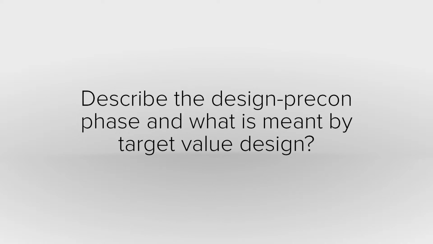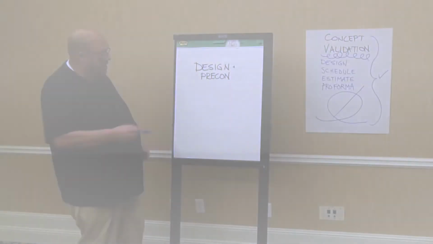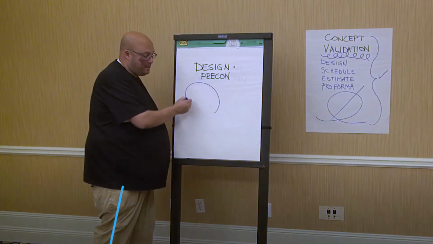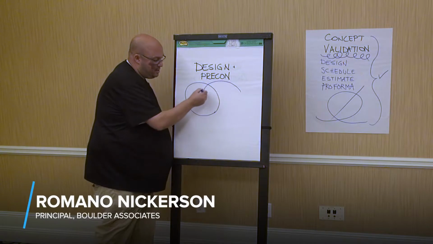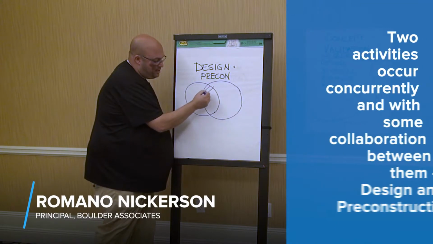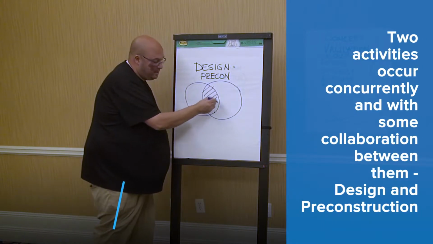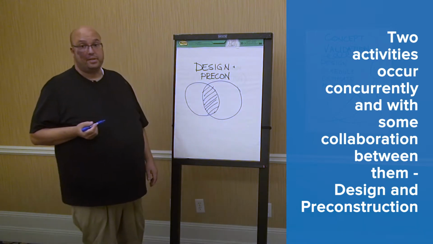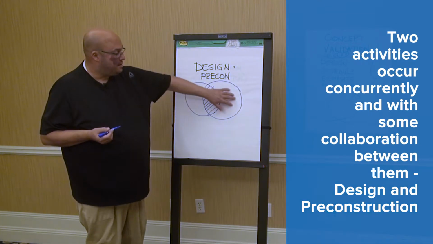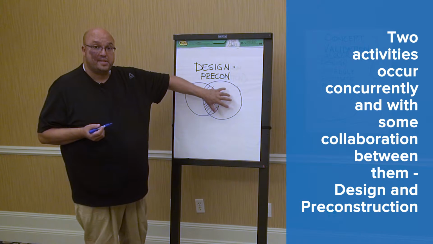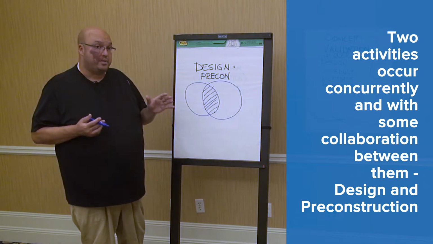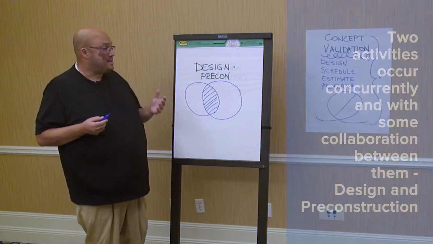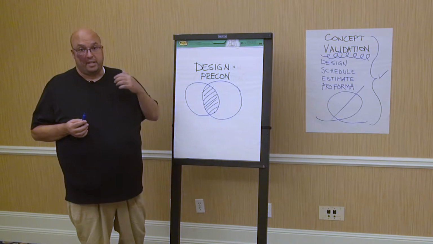So now we have design and pre-con. What we really have here are two activities that are occurring concurrently. And there are some things that occur in the middle of the Venn diagram here that are collaborative efforts. And then there are pieces on the design side and the build side that occur as their own sort of independent activities. And this is basically production from a design perspective.